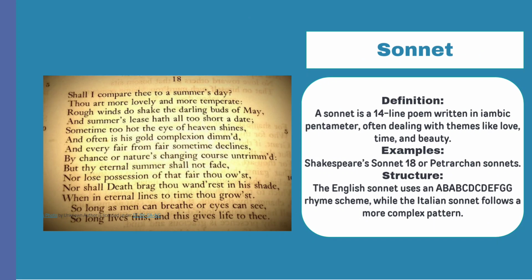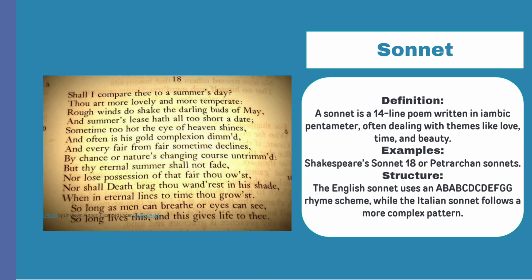So next we are going to learn about the sonnet. A sonnet is a 14-line poem that is written in iambic pentameter style. It often deals with themes like love, time and beauty. For example, we know that Shakespeare was a famous sonnet writer. For this, we can refer to Shakespeare's Sonnet 18 or some Petrarchan sonnets.